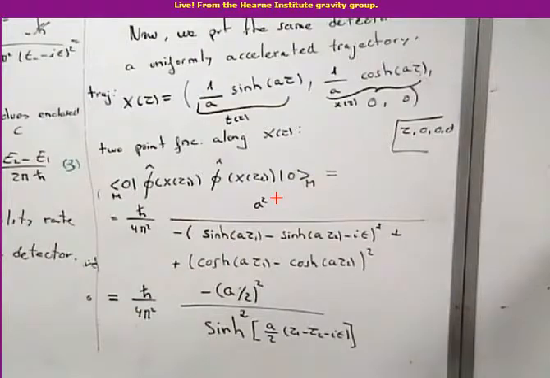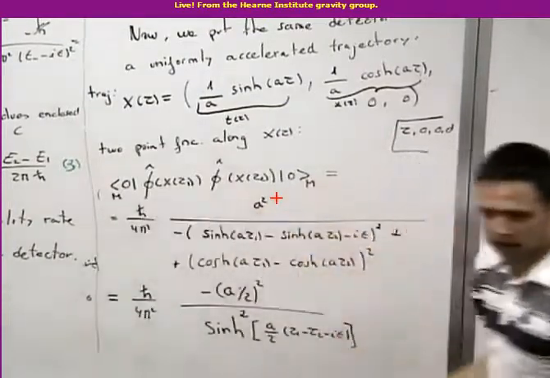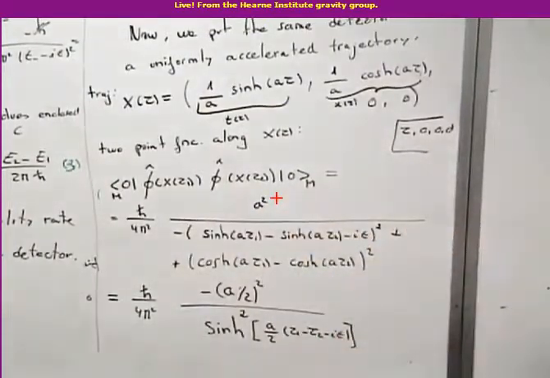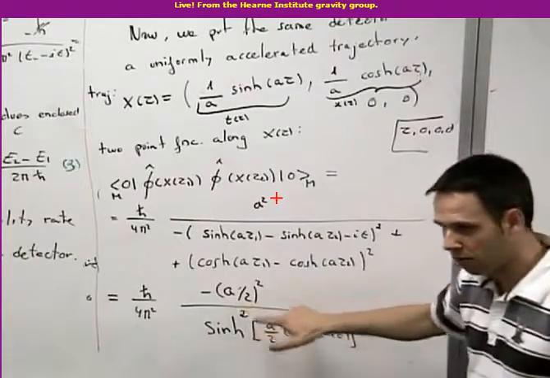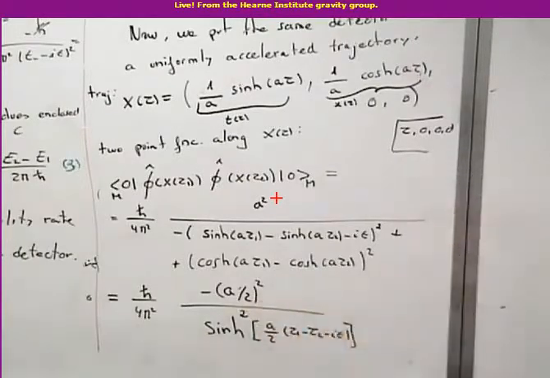I insist, we haven't changed the Minkowski vacuum state. We have the same state, the only thing is that we are evaluating it along this trajectory. Is it a by 2? a by 2 here, yes. No, the denominator. Yes, a by 2. A by 2 and a by 2 there.